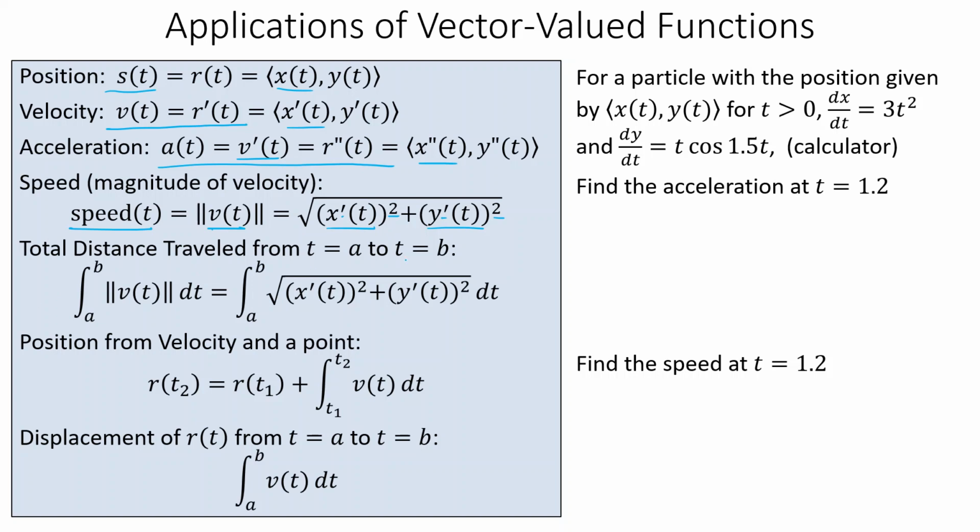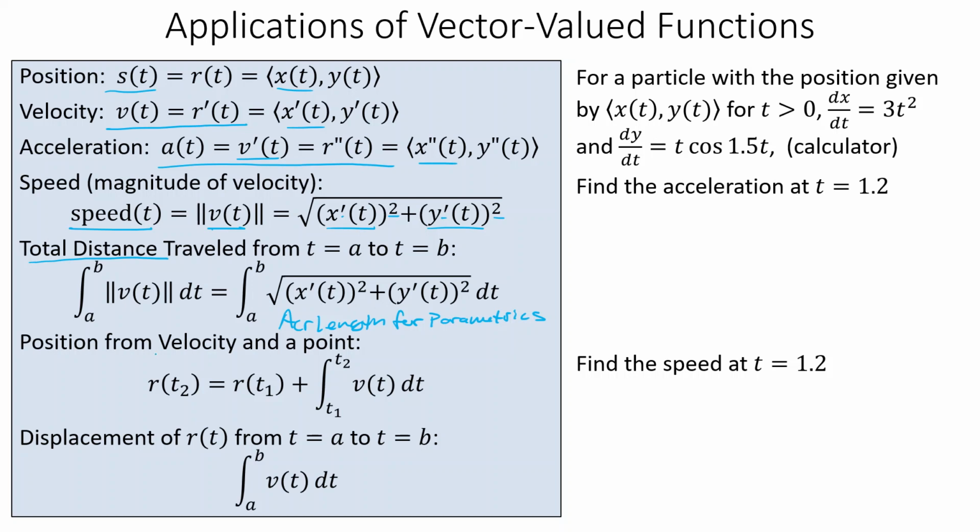If we want to know the total distance traveled from a to b, we need to know our speed, and then we integrate that from a to b. So it really is just like the arc length. If this formula looks familiar, this is exactly the arc length formula for parametrics, which makes perfect sense because the length of the curve would be the total distance that a particle travels if it's going along that curve.